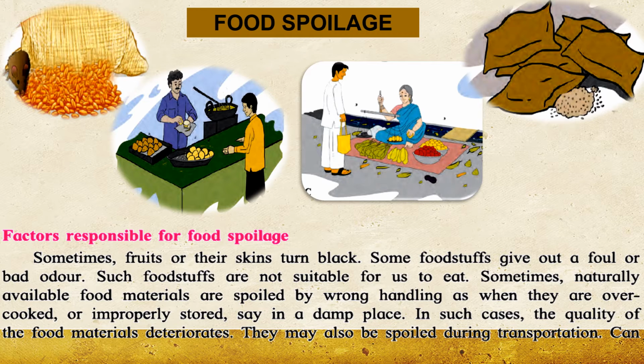Sometimes naturally available food materials are spoiled by wrong handling, as when they are overcooked or improperly stored, say in a damp place. In such cases, the quality of the food materials deteriorates. They may also be spoiled during the transportation. Okay, so you should remember all these things, how the food gets spoiled.